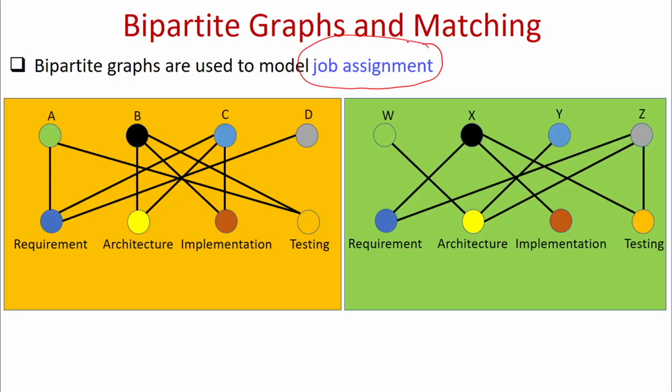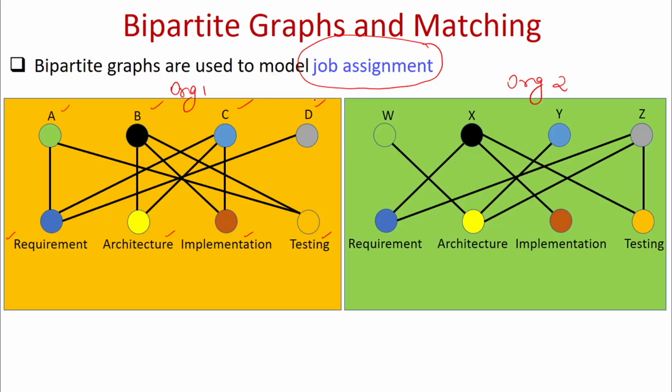Let me demonstrate the job assignment problem with this example. Imagine you have two organizations, organization 1 and organization 2. Both of them are trying to build a software, and say the software has four modules: a requirement module, architecture module, implementation module, and testing module. Both organizations have their respective employees. Organization 1 has employees A, B, C, and D. Each of these employees can handle some of the four modules required in the software.